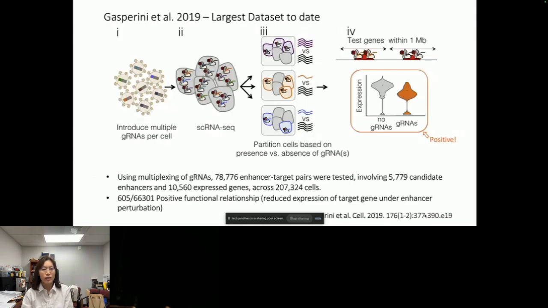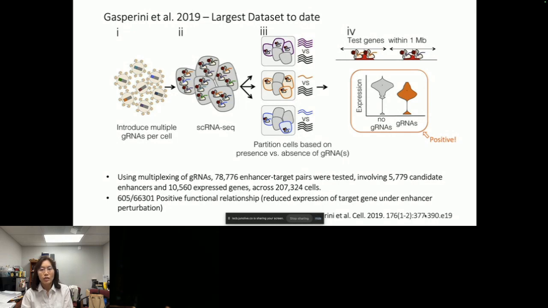The training data that we used was from Gasparini et al. This is the largest CRISPR interference experiment done using multiplexing of guide RNAs. They targeted more than 5,000 candidate enhancers to disrupt, and then they used single-cell RNA-seq to read out the expression of more than 10,000 genes.